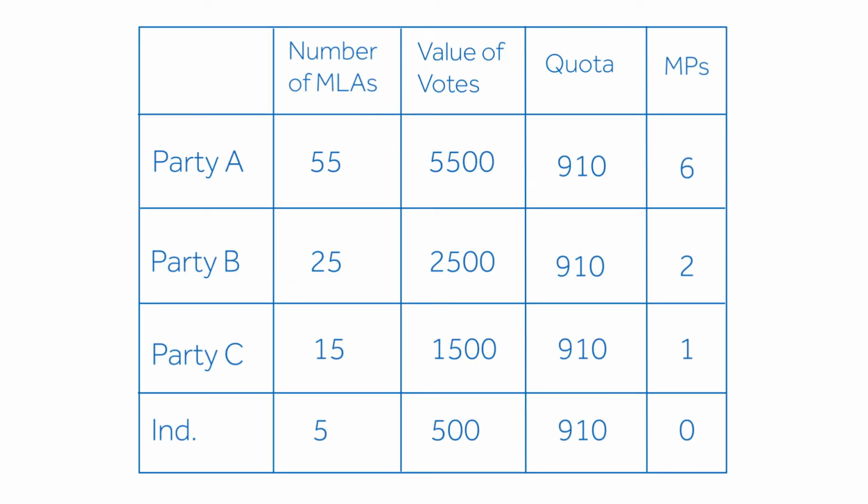Let's go back to our example one more time. Only this time, let's assume that while party A has 55 MLAs, party B has 25 MLAs, party C has 15, and 5 MLAs are independent. The value of vote of each party would change like this. In this case, while it is clear how 9 MPs can be elected, there is one seat that could go to anybody. So what happens to the votes of the independent and the other votes that may be left over?